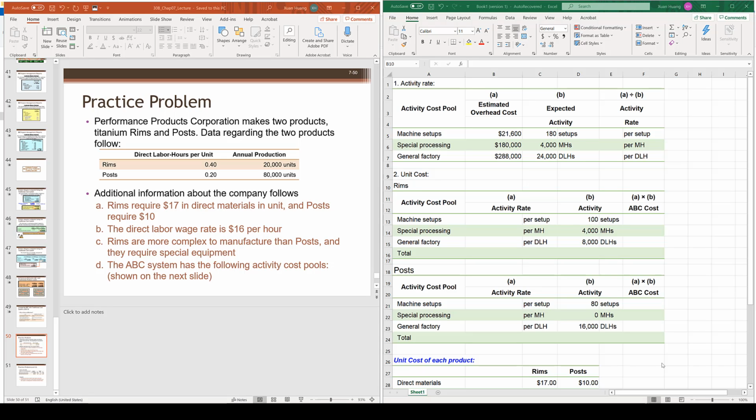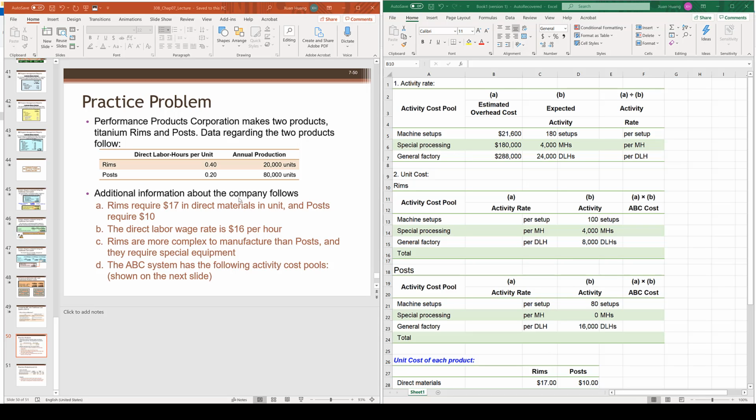Let's take a look at a practice problem: how to assign costs to products using the ABC system. Performance Products Corporation makes two products, titanium rims and posts. Here's the data regarding the two products: direct labor hours per unit and annual production for those two products, respectively.